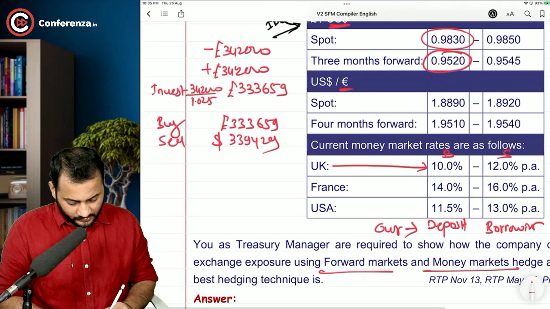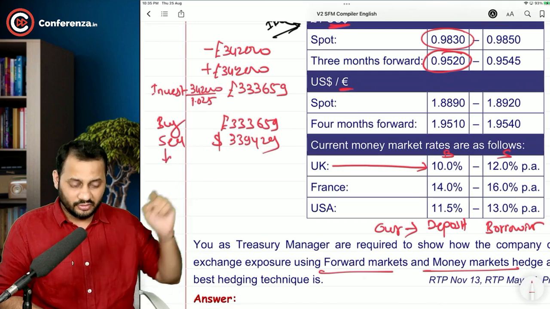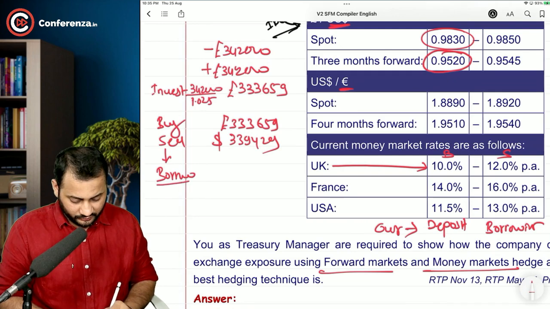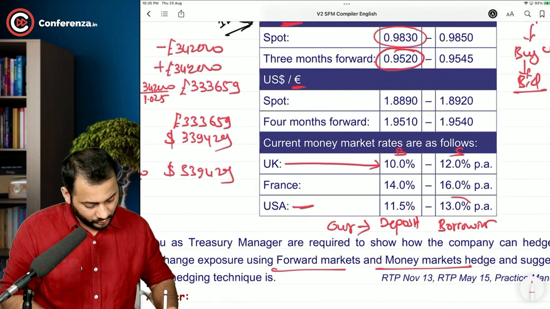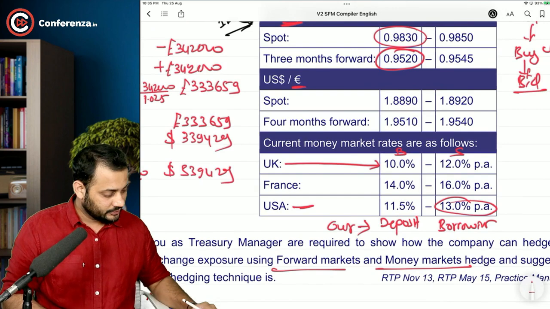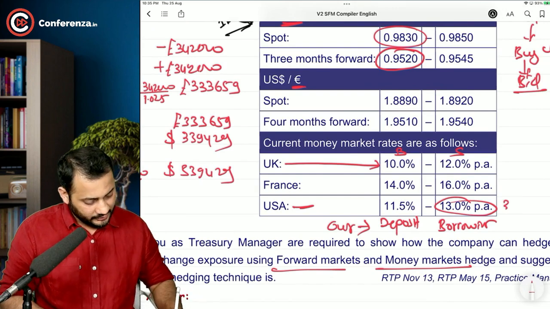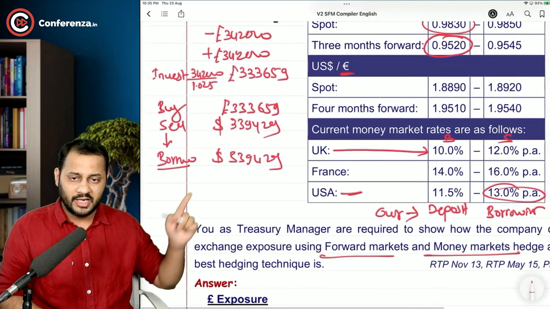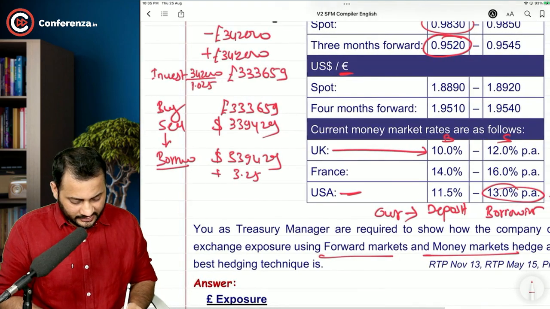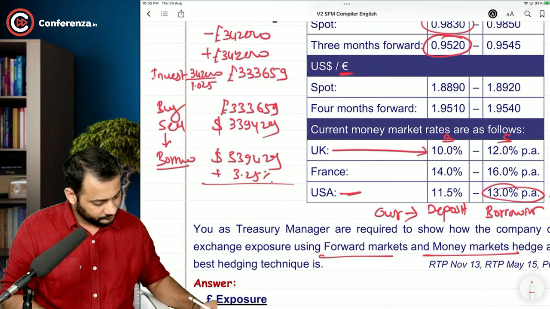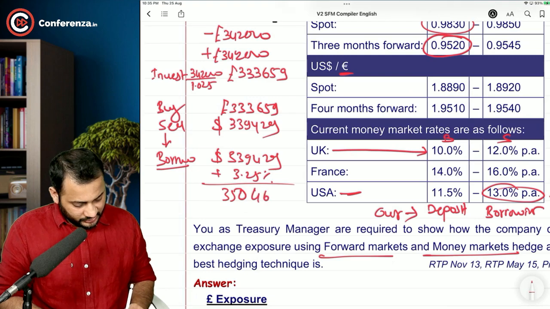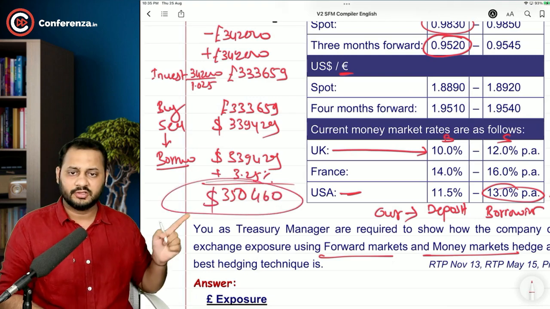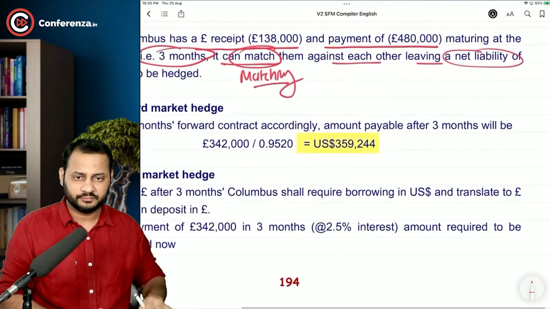Now, if you have to sell this dollar, you will have to borrow it first. So $339,429 you will borrow for 3 months. Dollar borrowing rate 13% per annum and 3.25% for 3 months. Add 3.25% to this, and that's your outflow in the money market: 350,460 dollar. That's it. This is the money market.